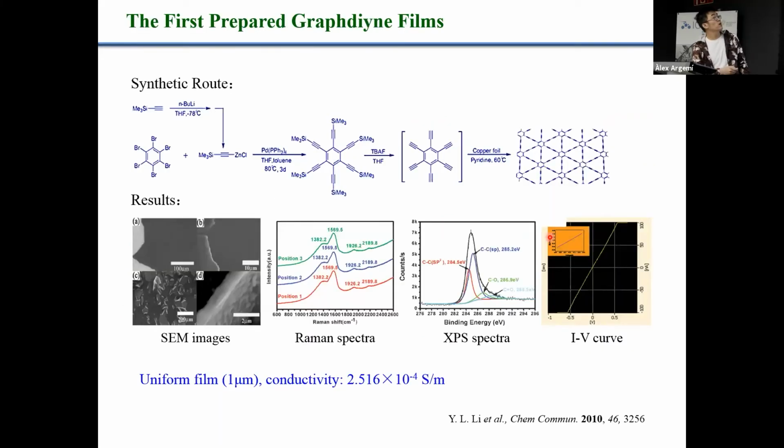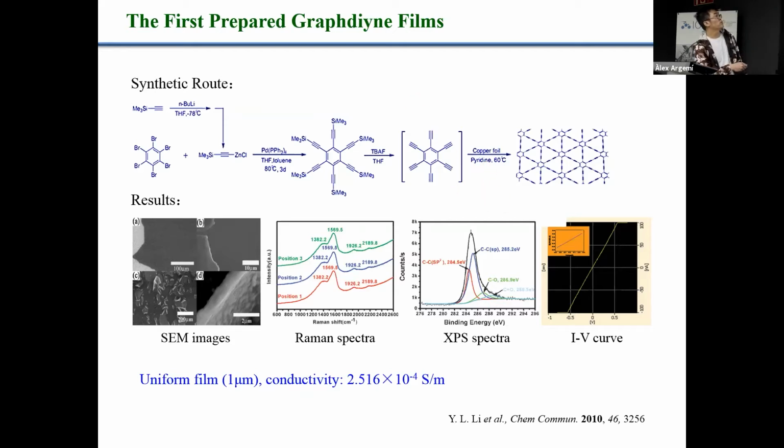And I will give an introduction to the synthesis of graphdiyne. The synthesis is based on the Glaser coupling reaction. We first get the TMS-protected monomer, and we deprotect it to get the monomer, and then we can get the graphdiyne from the copper substrate based on the coupling reaction.